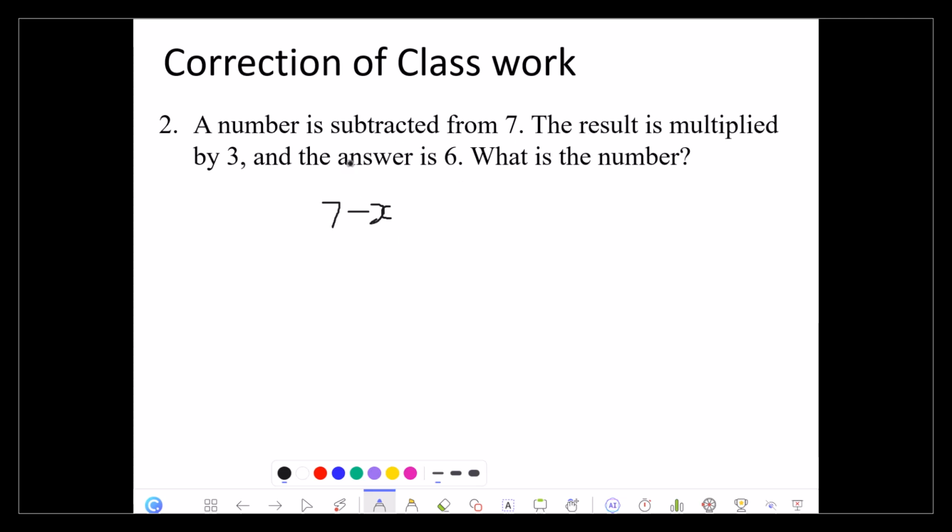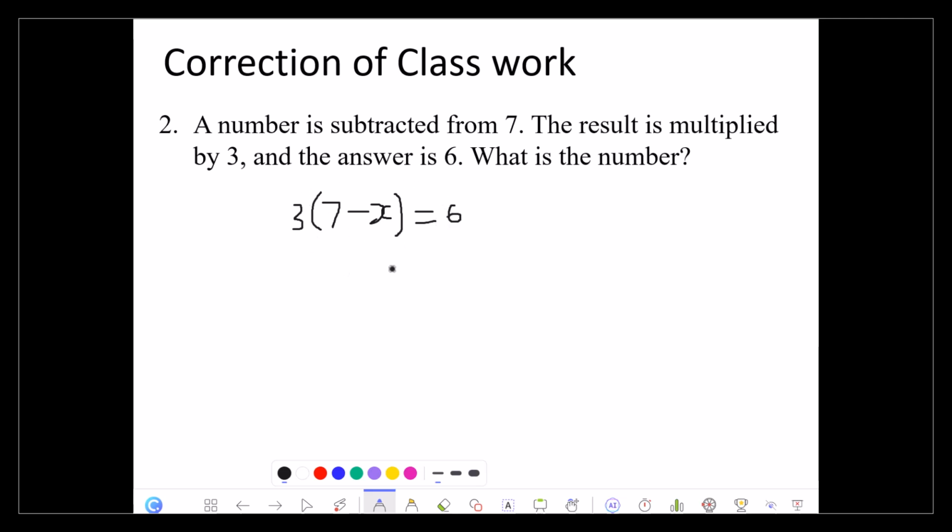Now the result is multiplied by 3. So you put a bracket. 3 should be outside the bracket like this, telling you that it's multiplying the answer of 7 minus the number. And they said the answer is 6. You now say it's equals to 6.